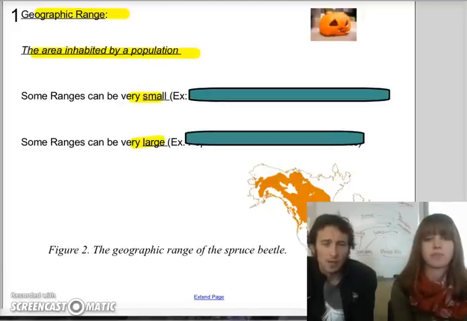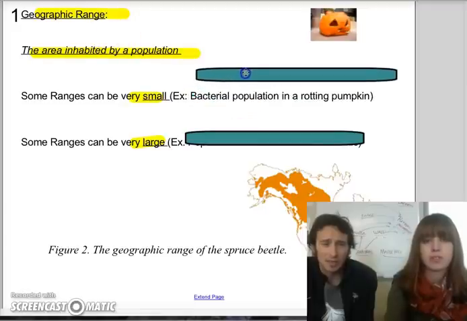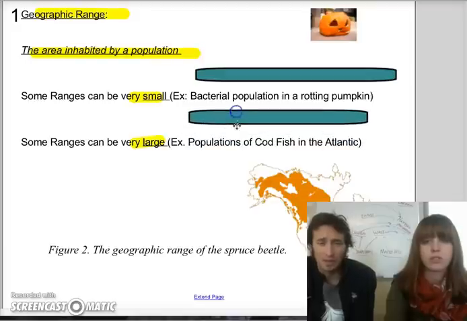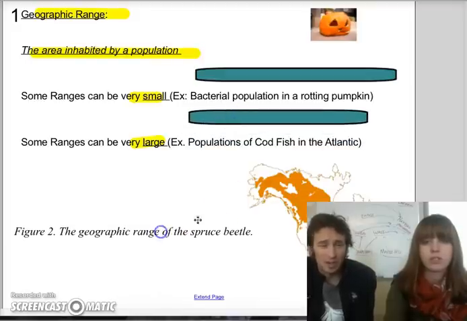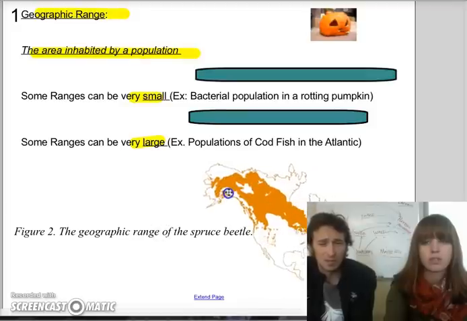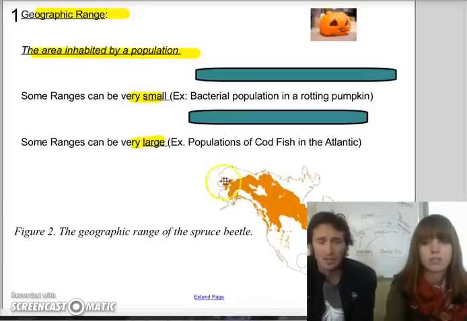So the geographic range is, as it says here, the area inhabited by a population. This can be as small as, if you're thinking about a bacterial population, the population of bacteria living inside of a rotting pumpkin or on a petri dish, or it could be as large as the population of a certain type of fish, cod for instance, in the Atlantic Ocean, which of course is a massive geographic range.